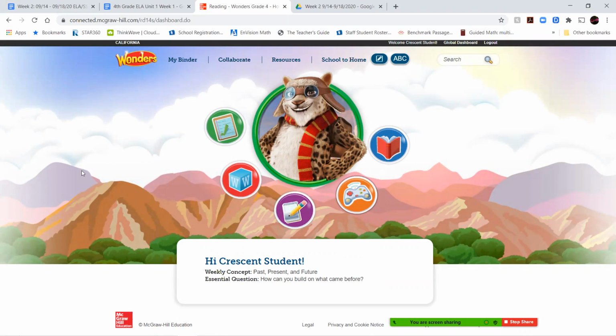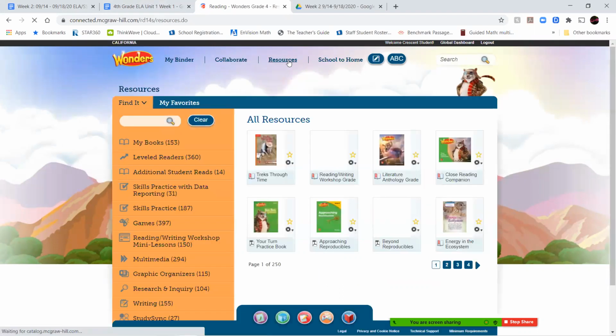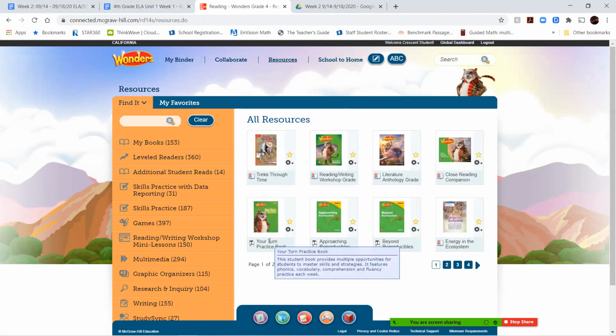The easiest way to get to your books is by pressing this button right here, the resources button. As soon as you press on that, you're going to see the textbooks that you have. So your reading and writing workshop, this is your small textbook, and your literature anthology, this is your big textbook. Now, you could also download your practice book here if you needed to, but it's also in the shared folder. So I'm going to open up this first book. It's going to open in a new tab.